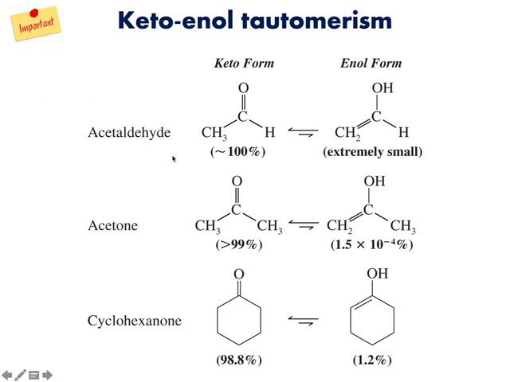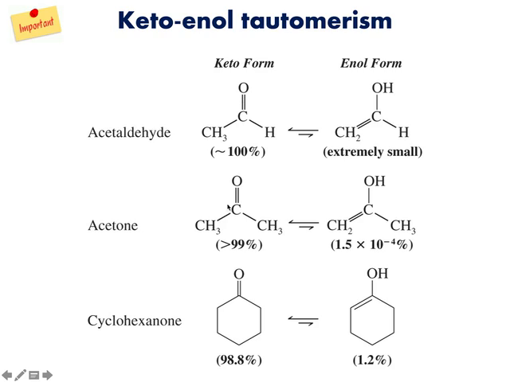Acetaldehyde. Okay, this one is in keto form: C double bond O and H. Sorry, this one is acetaldehyde. This is in keto form because of C double bond O. This one is enol form: C, O, H, and this one becomes C double bond C. We call this the keto-enol.